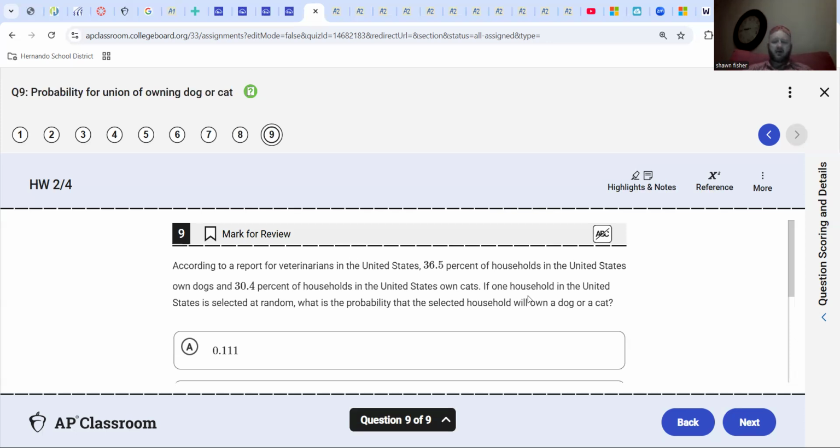This one here. Oh, okay. Let me see. You got the probability of A, 36.5. Household has dogs, cats. So I've got an A and B scenario. If one household was selected at random, what's the probability that the household owns a dog or a cat? Well, it looks like to me, it doesn't tell me if anything's shared. I don't think I've got enough information here.